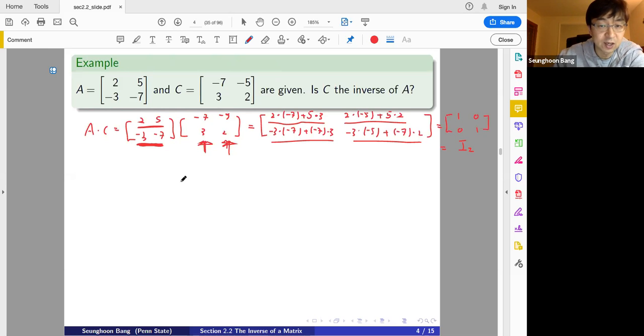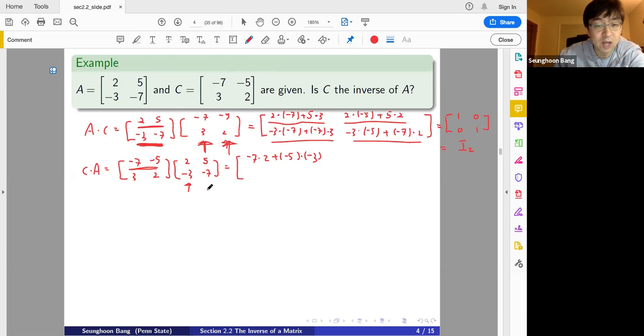Next, we calculate C times A, and we have a similar result. C is -7, -5, 3, 2, and A is 2, 5, -3, -7. We can multiply the two matrices similarly. First row times first column: -7 times 2 plus -5 times -3.